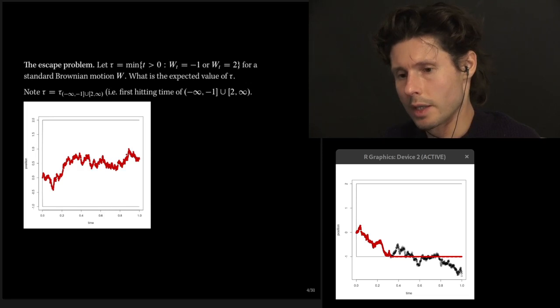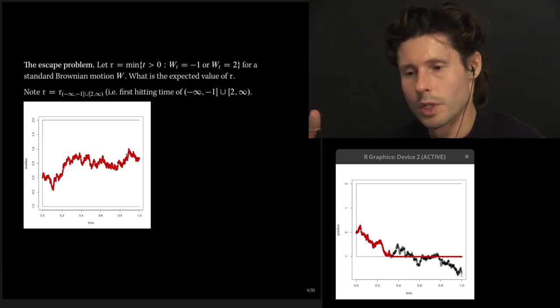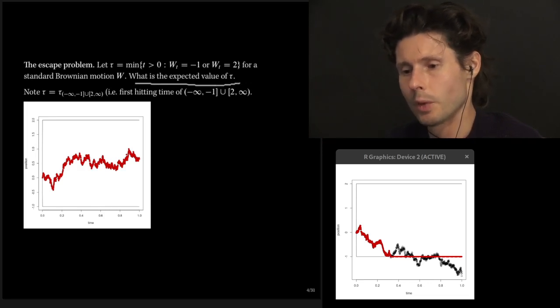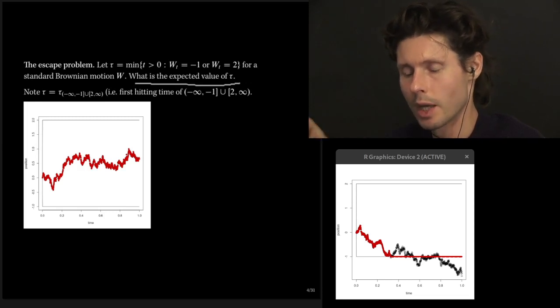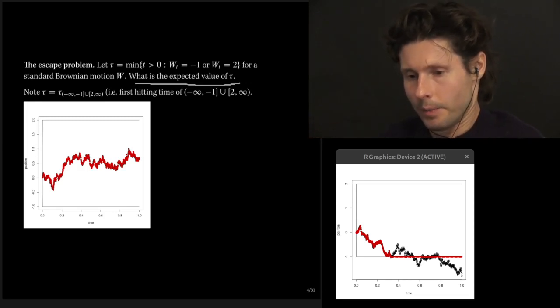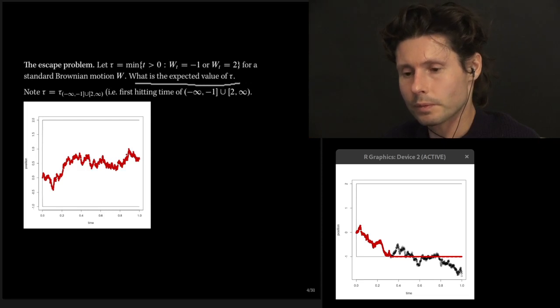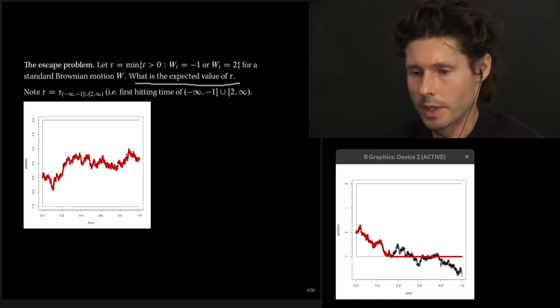This is called the escape problem, and it picks up exactly where we started with the previous example, where you have two boundaries, -1 and +2. You have a Brownian motion, which is your martingale, and you're asking what is the expected value of the time at which the Brownian motion hits either -1 or 2. So it's an escape problem because you have two boundaries and you're waiting for the Brownian motion to cross or escape one or the other. In the picture on the slide, the Brownian motion doesn't escape by time 1. And the question we're asking is, what's the expected time of escape?